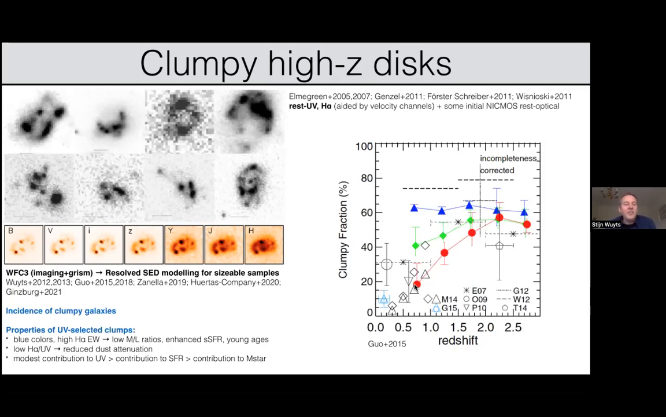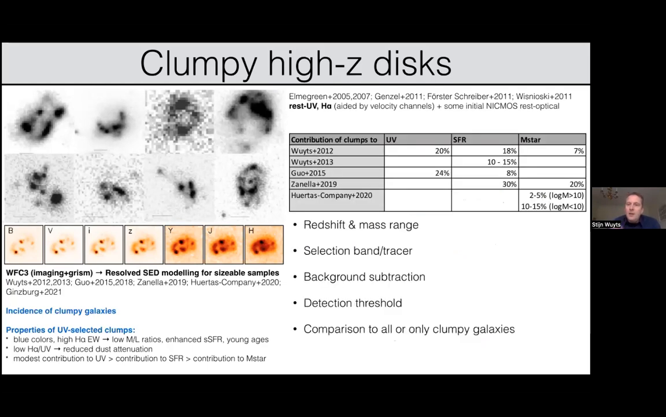So one can quantify what contribution they make to the overall UV light from star-forming galaxies. It's modest, once accounting for spatial variations in dust attenuation. It's somewhat smaller in terms of contribution to the star formation rate, and it's yet smaller in contribution to the stellar mass.